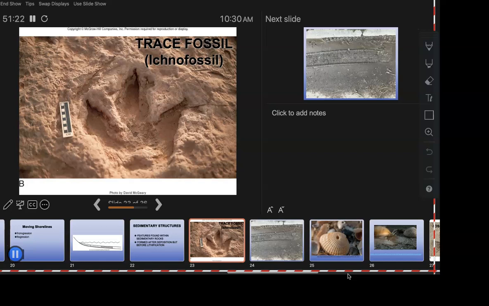All right. Gnaw marks on a bone, same idea, bite marks. Shows that there was a predator in the environment. So, lots of neat things with trace fossils.